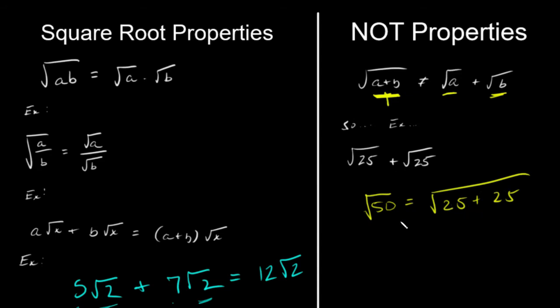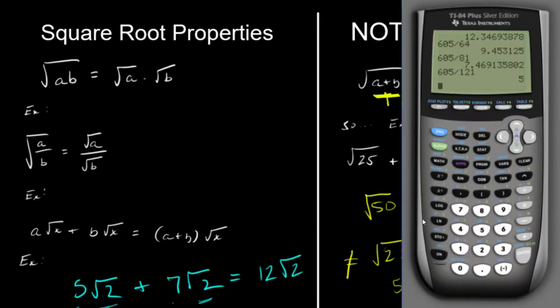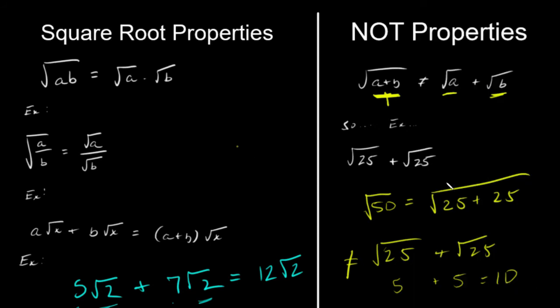This property claims that the square root of 50 is also equal to the square root of 25 plus the square root of 25. But the square root of 25 is 5, and the square root of 25 is 5, so this should be 10. But the square root of 50 is not 10. The square root of 100 is 10. The square root of 50 is 7.07-ish. So clearly it's not 10, so this property is not true.